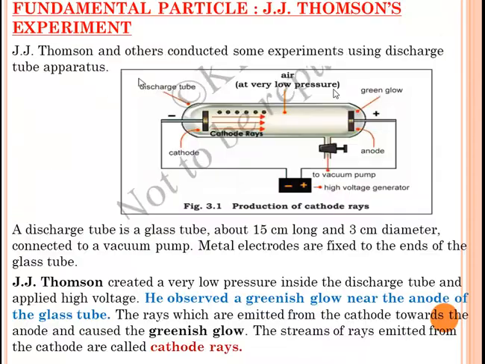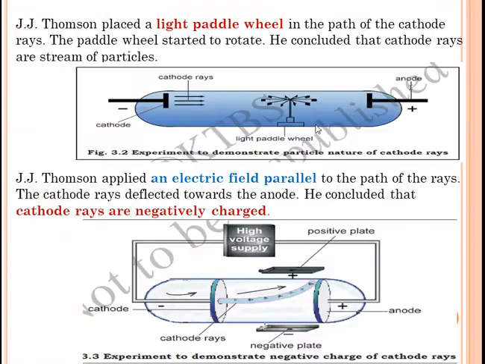After that, J.J. Thomson again did one experiment in which he placed one light paddle wheel. In the diagram you can see the light paddle wheel. He used the light paddle wheel in the path of the cathode rays. The paddle wheel started to rotate. He concluded that cathode rays are a stream of particles. Means when the rays are coming from the cathode, these rays are responsible for rotating. The wheel started to rotate.